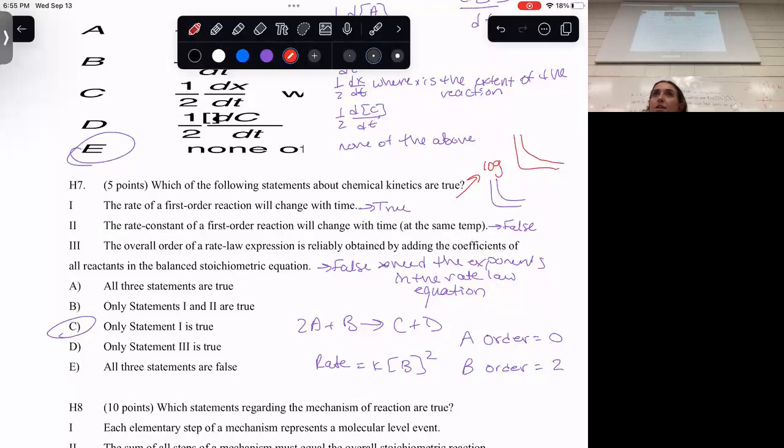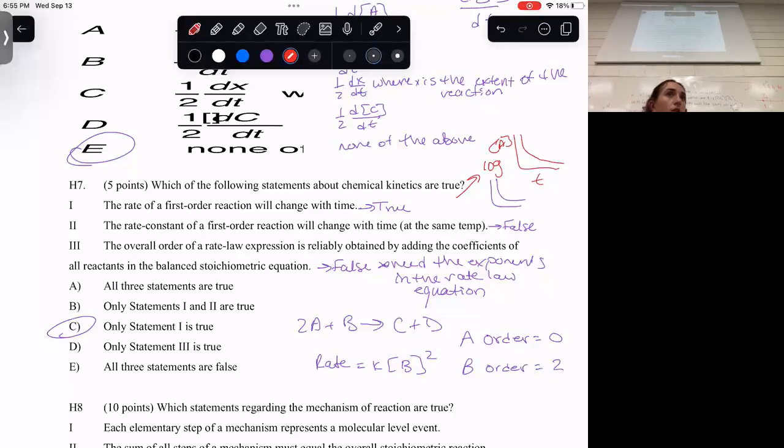So that's why for zero order, since it's a straight line, it's constant, so it doesn't change. It doesn't change because it has no dependence on what that concentration is as the reaction is happening. What is the axis for that one? This one would be concentration of A over t. Yep.